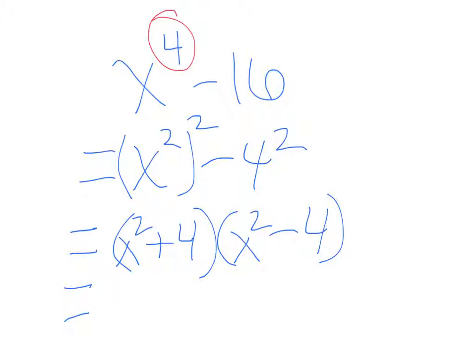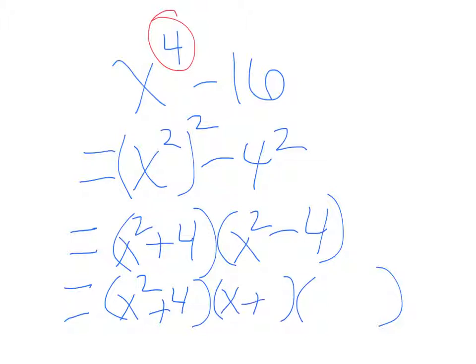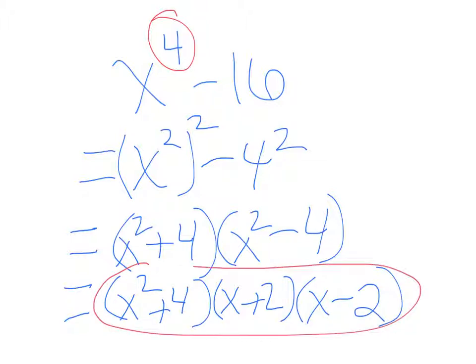But we are not finished yet because the back term is the difference of two squares again. The front term is the sum of two squares, which is not factorable over integers. But the back term is the difference of two squares, which will end up being x plus 2 times x minus 2. So be careful on higher order ones that you'll have to factor a second step through. One of the factors will actually be factorable themselves.